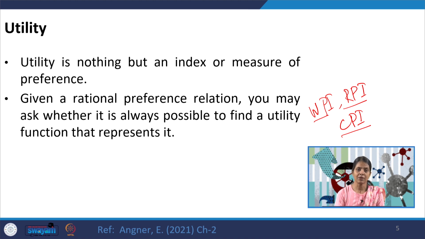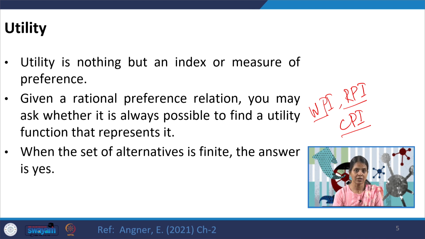Given a rational preference relation, you may ask whether it is always possible to find a utility function that represents it. When the set of alternatives is finite, the answer is yes. For any finite set of alternatives, we must be able to assign utility to each and every alternative, or we must have a very clear, precise utility function.